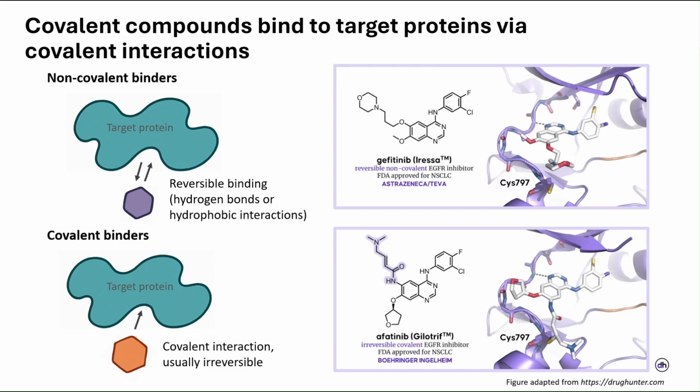As examples of non-covalent versus covalent drugs, on the right we have two EGFR inhibitors, gefitinib and afatinib. Both are approved treatments for non-small cell lung cancer. They bind to the same pocket on the same target protein, EGFR, and they share an identical core structure designed to fit into the ATP cleft to block EGFR's activity. The key difference lies in how they bind. Gefitinib interacts reversibly through non-covalent interactions, while afatinib forms a covalent bond with EGFR through its acrylamide-based warhead.